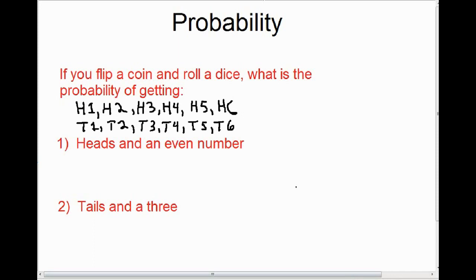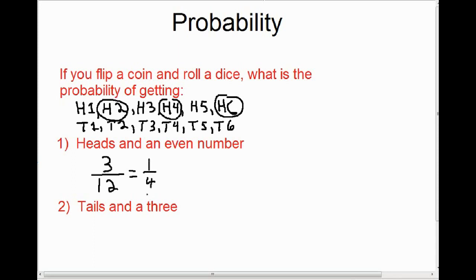So again, as we discussed in the last video, when we flip a coin and roll a dice, we have 12 possible outcomes. 2 possible outcomes if we flip a coin, 6 possible outcomes if we roll a dice. So if we combine these 2 experiments together, the total number of outcomes is 12. So when we're expressing probability as a fraction here, the total number of outcomes is going to go in the denominator, and that's going to be 12. Well, for the first example, we're looking for heads and an even number. So when we're looking for heads and an even number, we're looking for heads with 2, heads with 4, or heads with 6. So the probability of getting heads and an even number is 3 out of 12. Which we would reduce to 1 out of 4.